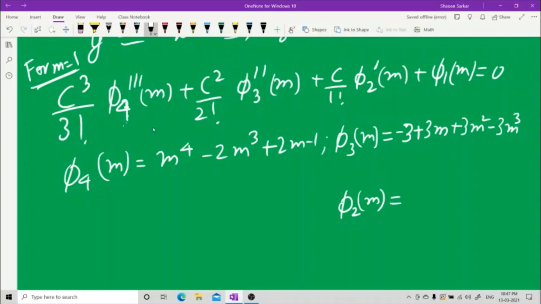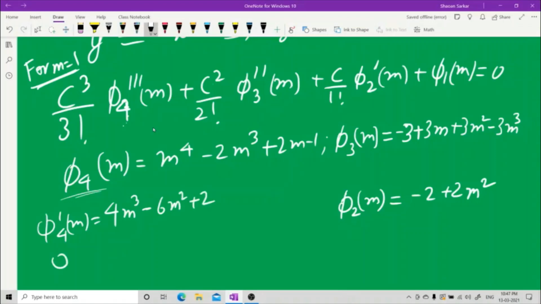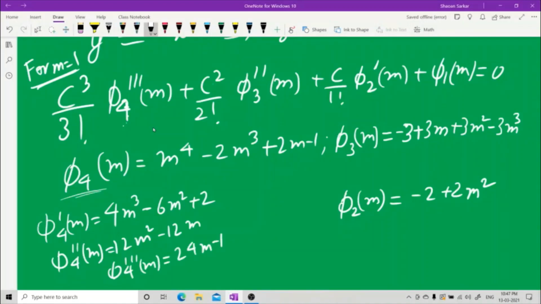Phi 2m is minus 2 plus 2m square. Now you have to take the derivative 3 times. First derivative: the first derivative is 4m cube minus 6m square plus 2. Second derivative: 12m square minus 12m. Now the third derivative, the final derivative, is 24m minus 12. This does the job. 24m minus 12 is the thing.